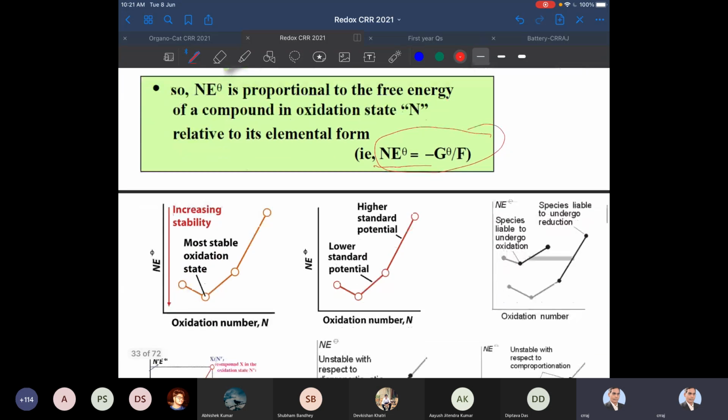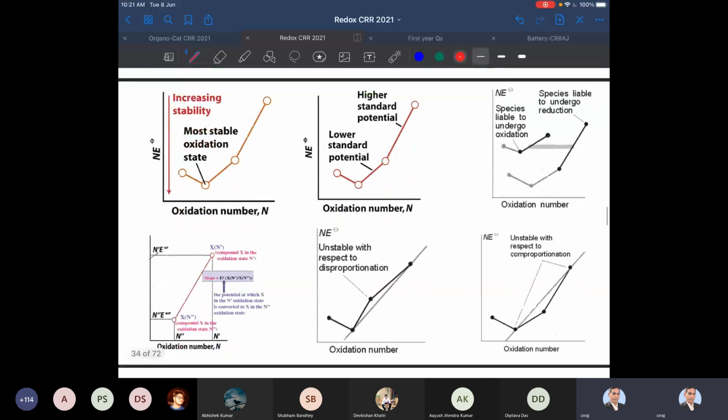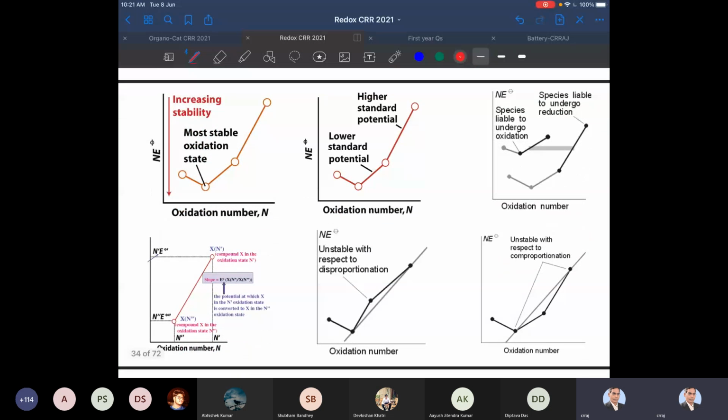Okay. Now you come here. This slide comprises everything we need to read and study about the Frost diagram. This slide tells you completely about the entire Frost diagram. I sum up everything together. Number one, we'll see: what I have plotted is capital N E0 versus oxidation number.